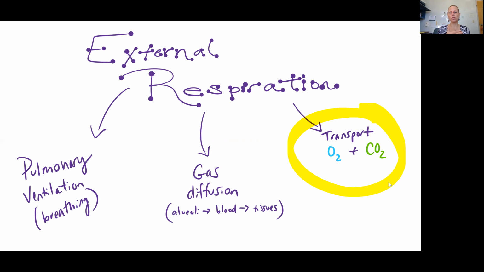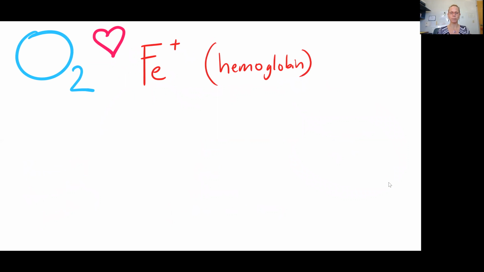Then we talked through the diffusion of gases, the determination of its movement from alveoli to blood to tissues, or from tissues to blood to alveoli. And then our topic that we have remaining is the actual transportation of both oxygen and carbon dioxide gas through the bloodstream. And again, this video is focusing specifically on oxygen gas transportation.